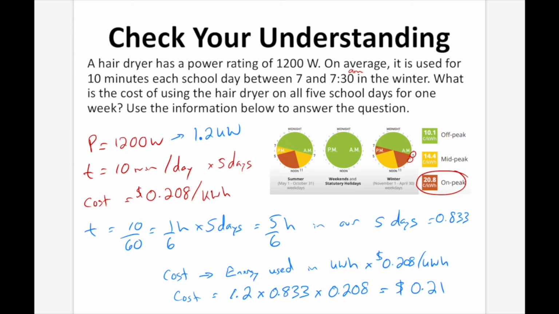So let's back up real quick and just show exactly what we did. So we need to find the cost. The cost is in kilowatt hours. This is the kilowatt. This is the hours. So kilowatt times hours. And then times the cost per kilowatt hour. So that's what we got, our 1.2 times 0.833 times 0.208. And that gave us 21 cents.